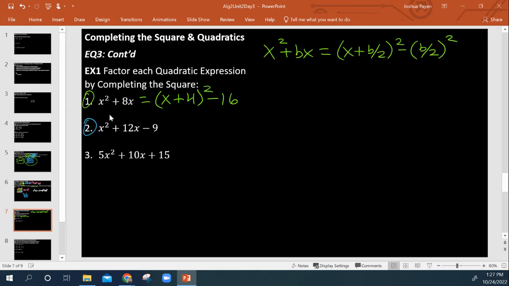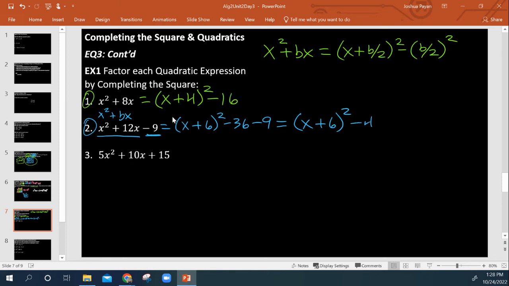Another example. This one's a little bit different because we do have a third piece here, a constant sitting off to the side, but it doesn't change what we're going to do. I'm going to focus on this piece right here. This is our incomplete square, x squared plus bx. So that's going to give me x plus 6 all squared, because half of 12 is 6, minus 36, because half of 12 is 6, and that squared is 36. And then I still have this minus 9 sitting out to the side here. Combine like terms. Our final answer here would be x plus 6 all squared minus 45.